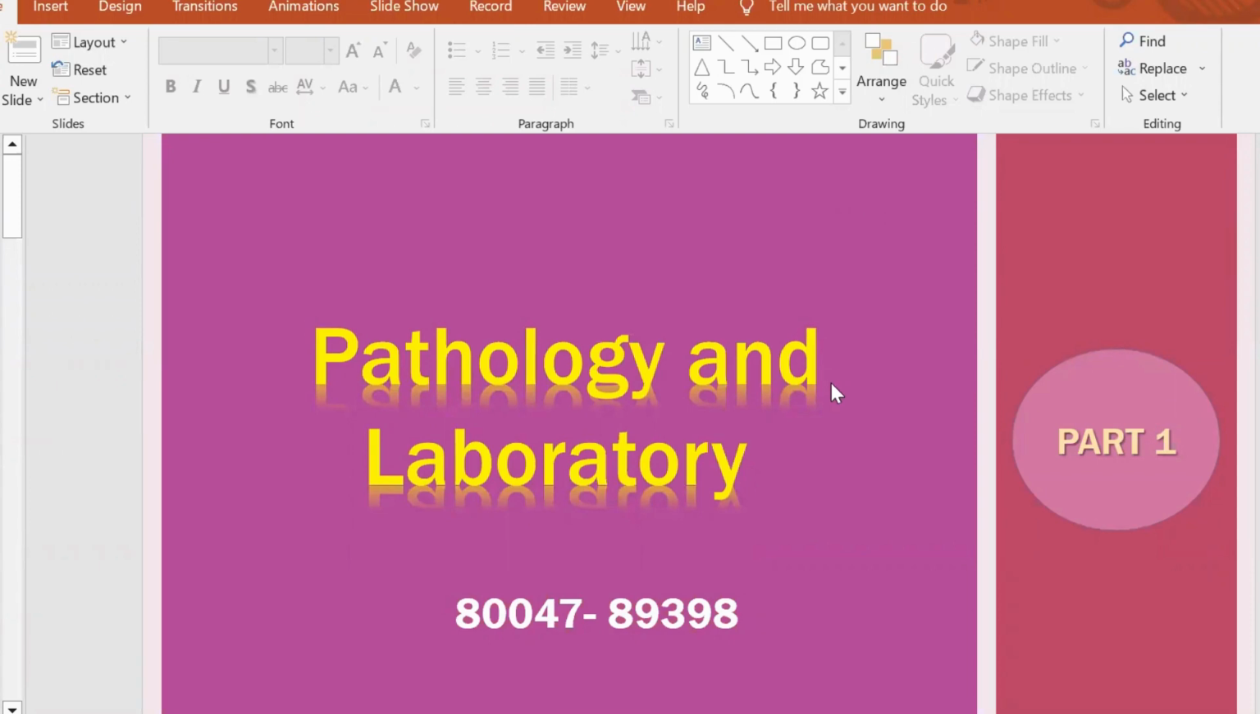So today we are going to study pathology and laboratory codes. This code starts with the 80,000 series, from 80,047 to 89398. So we can say the 80,000 code series means it is a pathology and laboratory code.